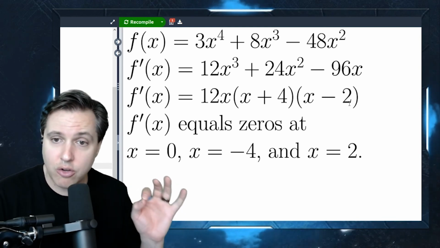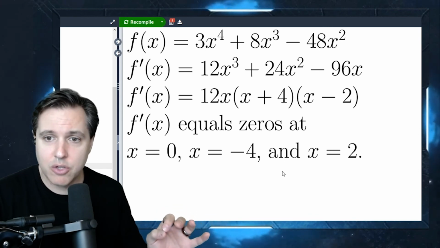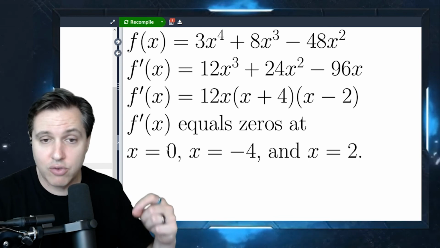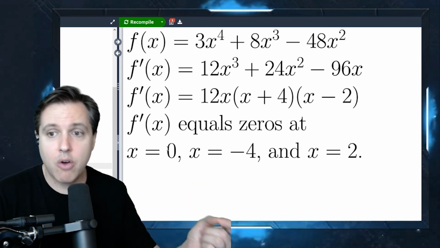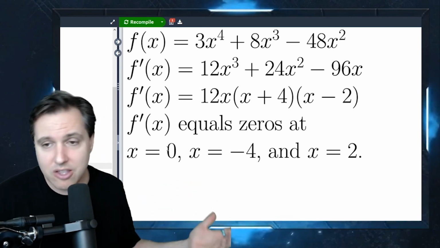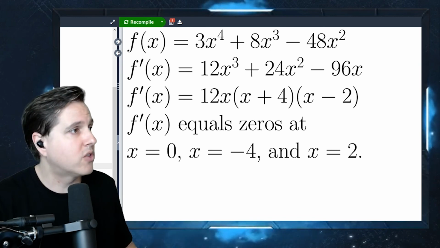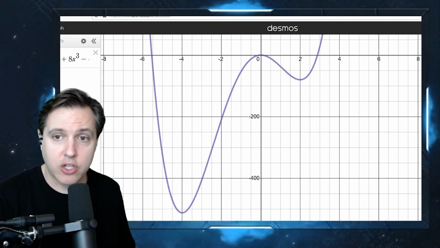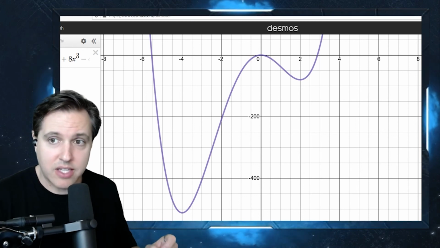So now let's take a look at the graph and see what these numbers represent. So these are our critical numbers. These are the places where the derivative was either equal to 0 or undefined. In this case, they're just all equal to 0. So let's take a look at the graph. Okay, so here's what this function looks like. So what did we get? We got 0, 2, and negative 4.